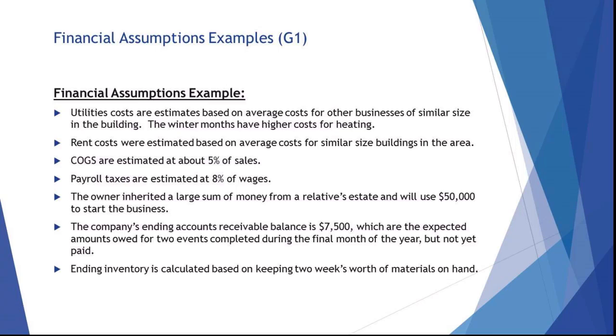If you have tax amounts, those are another good one to include the assumptions for. Are you using an average percentage for the tax amount? And then on the balance sheet side, talk about some of those items. We see the second to last bullet point, the company's ending accounts receivable balance based on two events during the last month of the year that have not yet been paid, or your ending inventory and how you determined what that final balance may be at the end of the year.